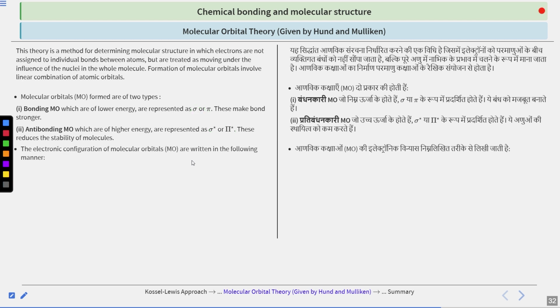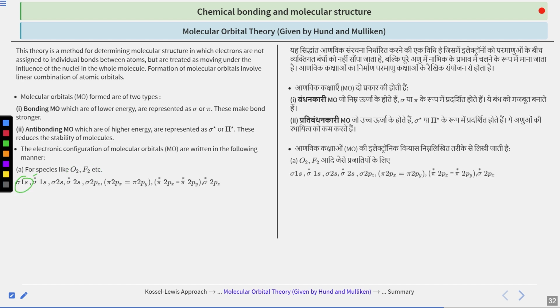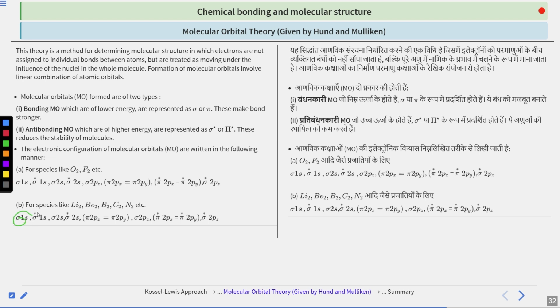So the electronic configuration for molecular orbitals is written in the same way. For species like O2 and F2, it is given by sigma 1s, sigma 1s star, sigma 2s, sigma 2s star, sigma 2pz, pi 2px, 2py, pi star 2px, 2py, sigma star 2pz. But for species like lithium 2, beryllium 2, boron 2, carbon 2, nitrogen 2, it is given by sigma 1s, sigma 1s star, sigma 2s, sigma 2s star, pi 2px, pi 2py, sigma 2pz, pi star 2px, 2py, and sigma star 2pz.